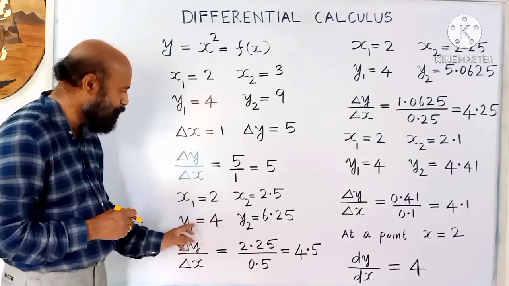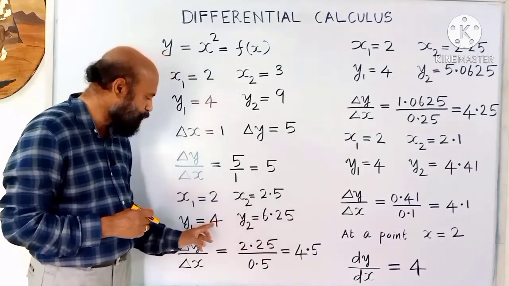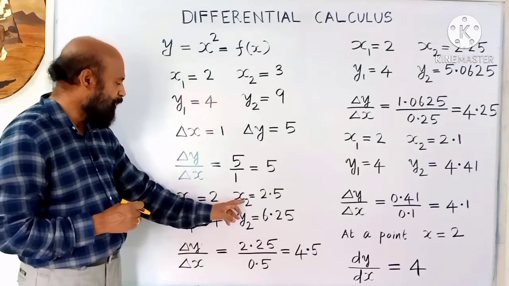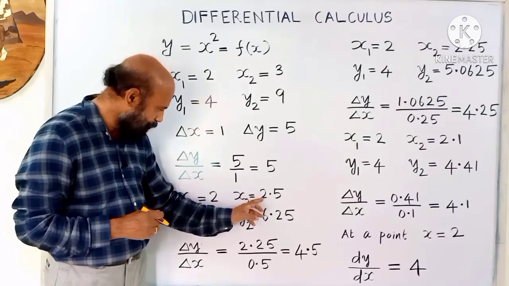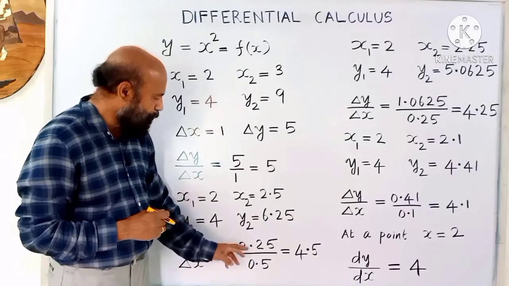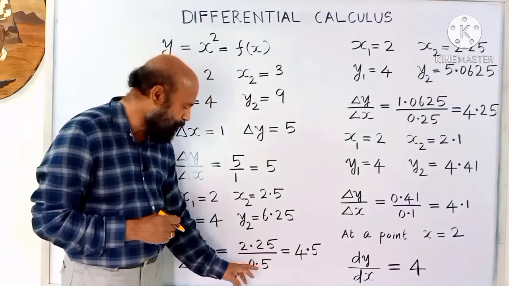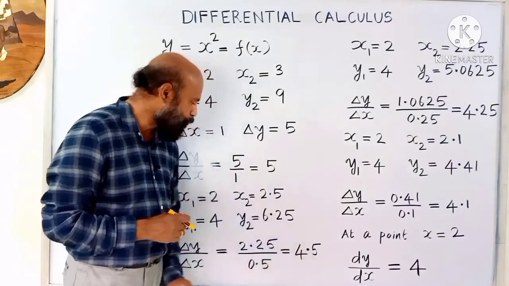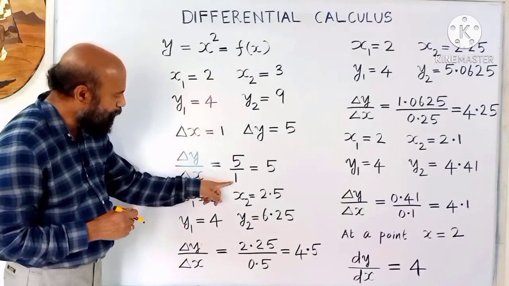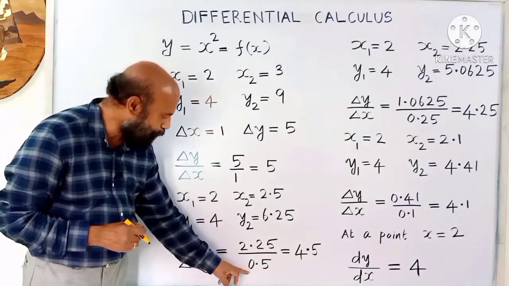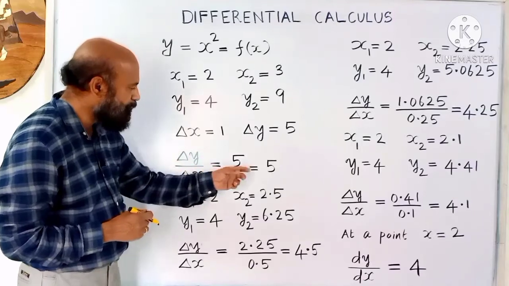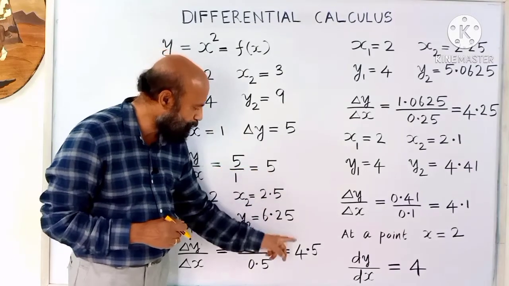Change in y, y2 minus y1, is 6.25 minus 4, that is 2.25. Change in x, delta x, is x2 minus x1, that is 2.5 minus 2, that is 0.5. So when you divide 2.25 by 0.5, it is 4.5. So now the change in x is going on decreasing. At first it was 1, now it is 0.5. So at that time delta y by delta x is approaching 4. You can see 5, next 4.5.